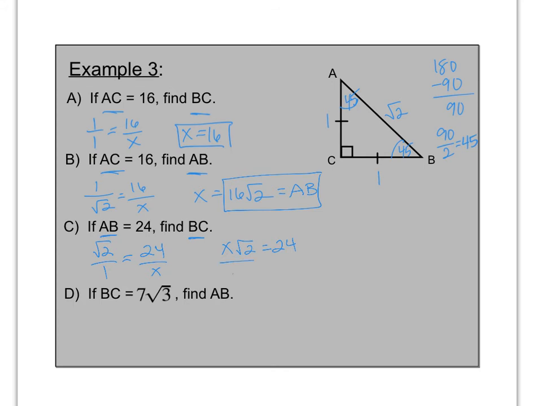To solve for x, we're going to have to divide by root 2. These will cancel out. So we have x equals 24 over root 2, but you cannot leave a radical on the bottom of a fraction. And so we want to rationalize the denominator. So you're going to multiply by root 2 over root 2. On the top, we get 24 root 2. On the bottom, we get plain old 2. 24 divided by 2 is 12. So we wind up with 12 root 2, which is BC.